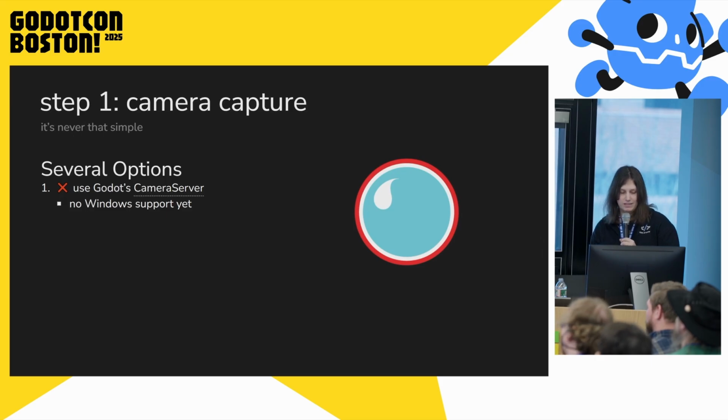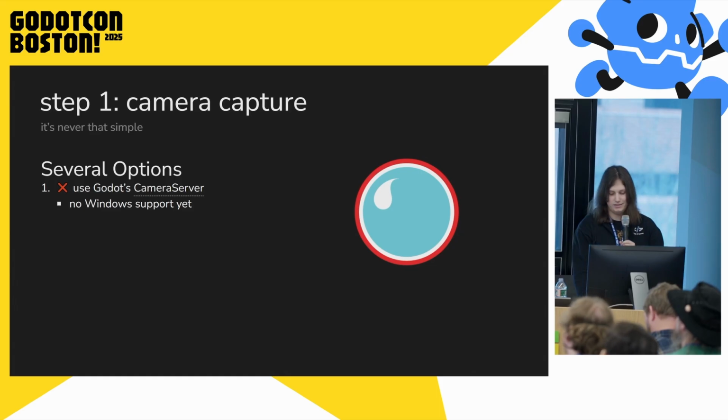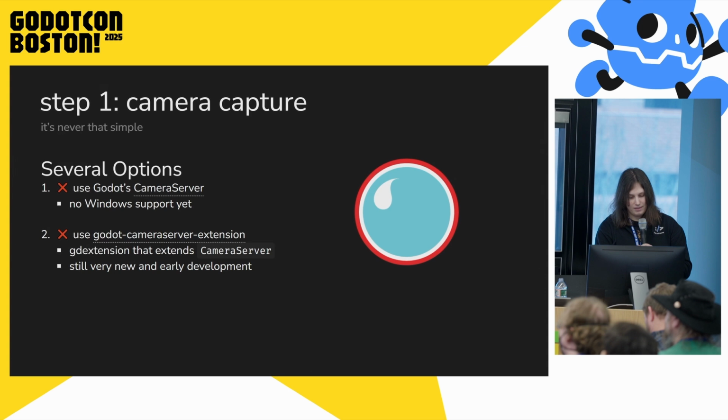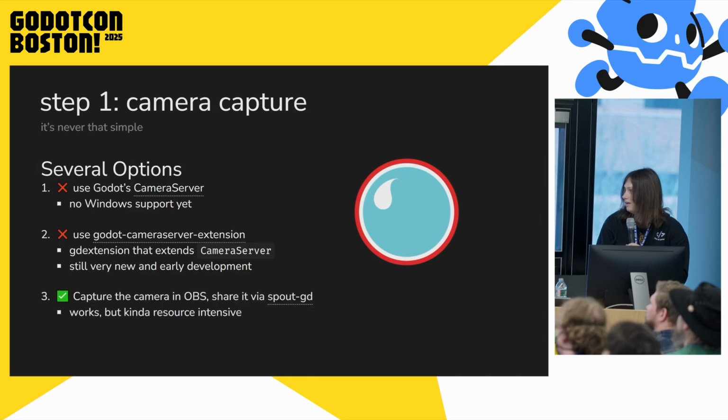Godot's camera server is really cool, but it doesn't work on Windows yet. There's a lot of talk about how to do that, but most of them involve bringing big dependencies into Godot, so they're probably never going to do that. We could use the Godot camera server extension, but it's brand new and it doesn't seem to have a lot of documentation yet. But it seems interesting and I'm going to keep an eye on it. Or we could already break our rules and cheat and just use OBS.